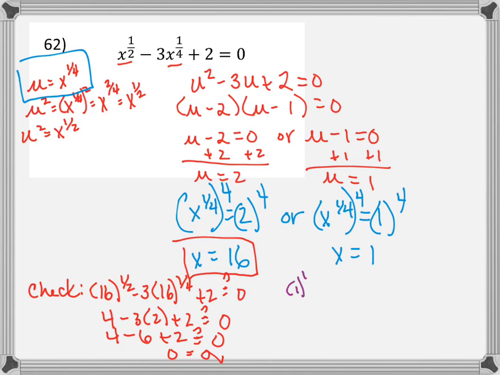Let's check x equals 1. 1 to the 1/2 minus 3 times 1 to the 1/4 plus 2, does that equal 0?